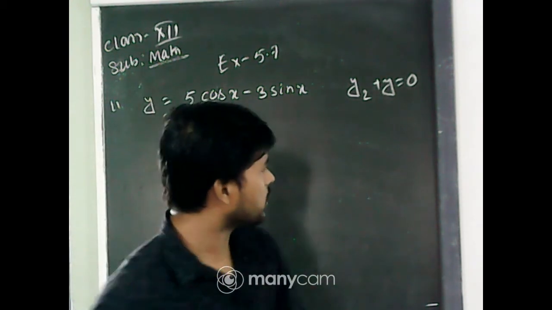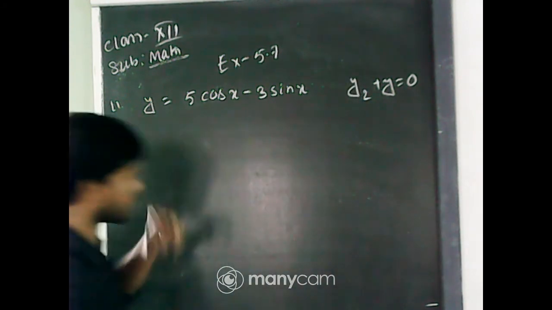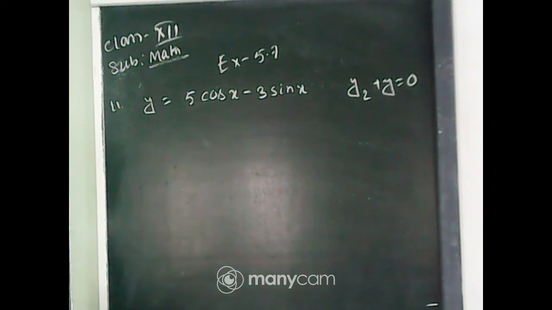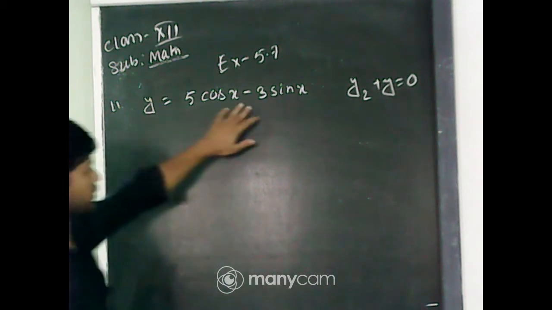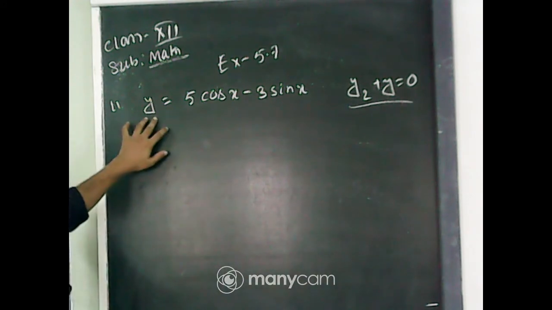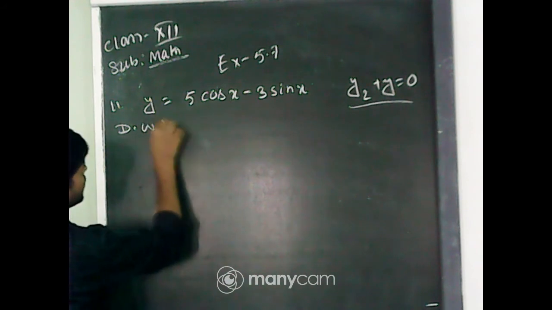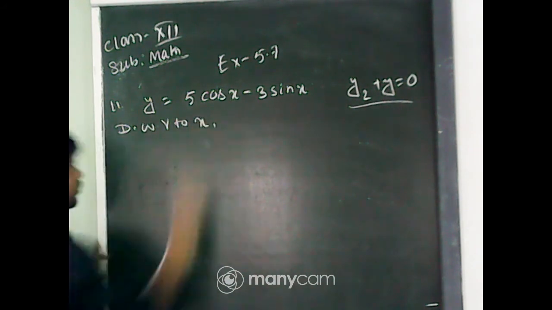Now d2y/dx2 is written as y2, the second order derivative of y with respect to x. Now y is given here, we have to prove this. So do one thing, first differentiate y with respect to x.